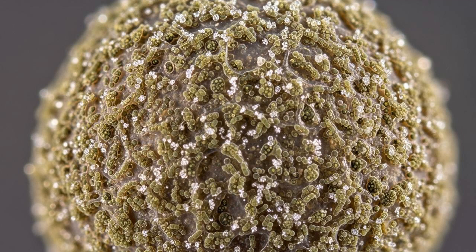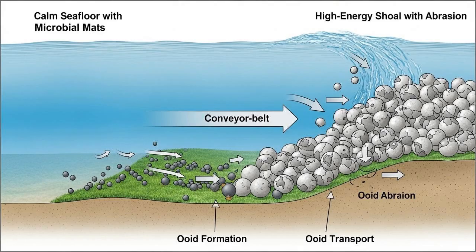The other way is active. The metabolic activities of microbes can directly alter the chemistry around the ooid. For example, photosynthetic cyanobacteria consume dissolved carbon dioxide, which raises the local pH and triggers the precipitation of calcium carbonate. Today, the consensus is that both abiotic and biotic processes work together.